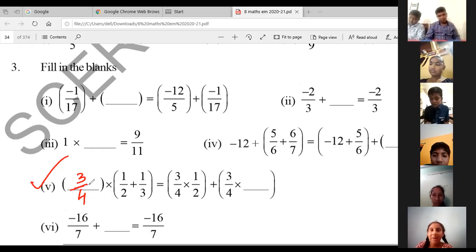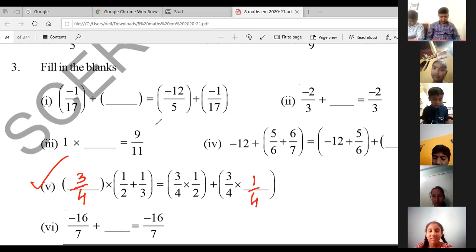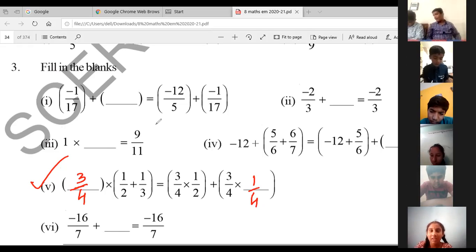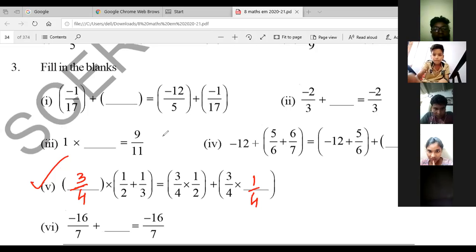Mute, all of you. And here it is 1/4. What is the property name? What is this property? Which property is it?